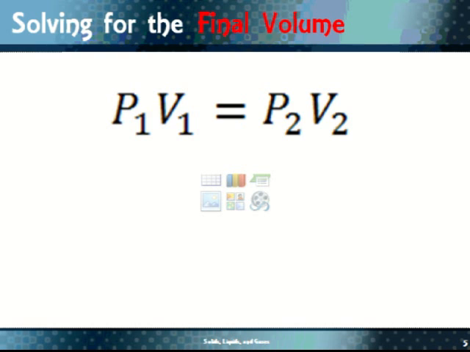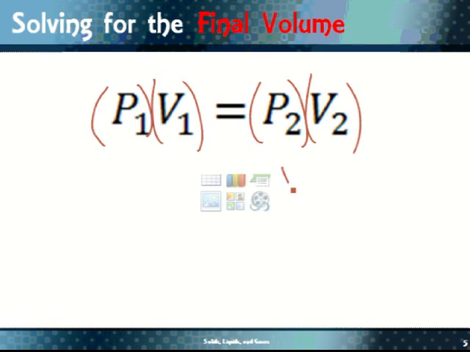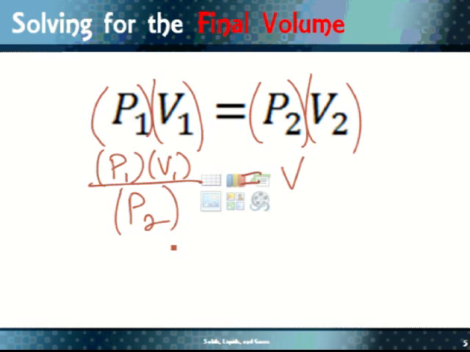So we can take Boyle's law and we can use the equation P1 times V1 equals P2 times V2. And we can rearrange it to solve for the final volume. In the equation, I want to get the final volume by itself. So I have to multiply P1 times V1, and we have to divide by P2, which is the final pressure.